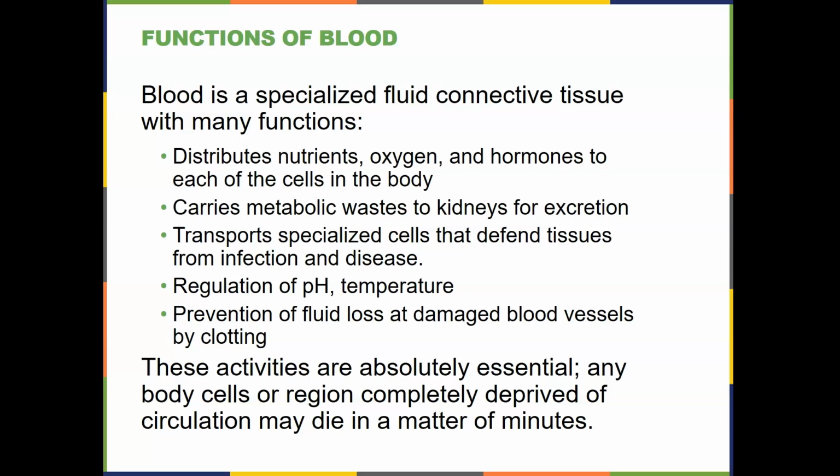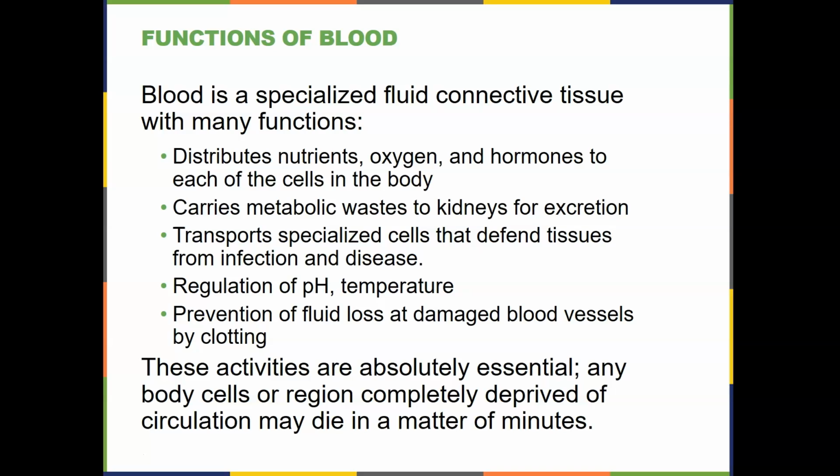So let's start with blood and the functions of blood. Blood is basically a connective tissue fluid, and it's connective because it connects many different organ systems. Lots of functions here. It distributes nutrients, like we said, and oxygen. In addition to that, it distributes hormones. It carries metabolic waste to the kidneys for excretion. The kidneys excrete things.